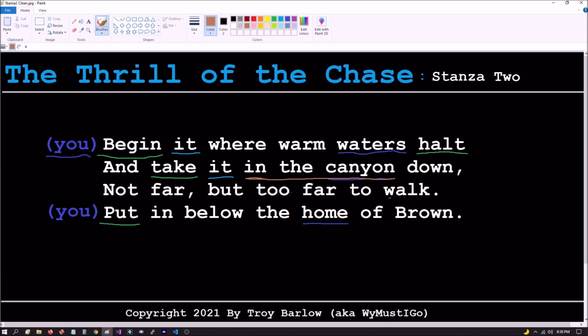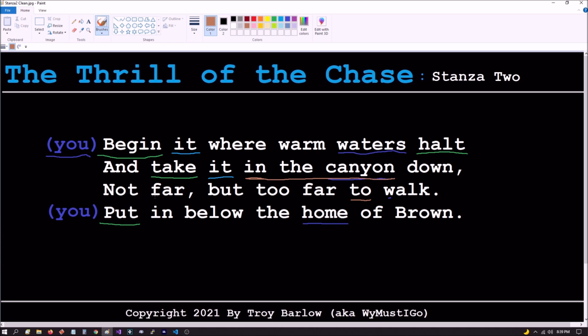Not far, but too far to walk. There's another preposition. But is it being used as a preposition? There's a special thing that you have to be aware of with the word to. And this is something else that Forrest is using here for the first time. To can be a preposition, but it can also be something called an infinitive. What an infinitive can do is take a verb like walk and change it into a noun, but it has to have the verb behind it. So is it being used as a preposition or as an infinitive?